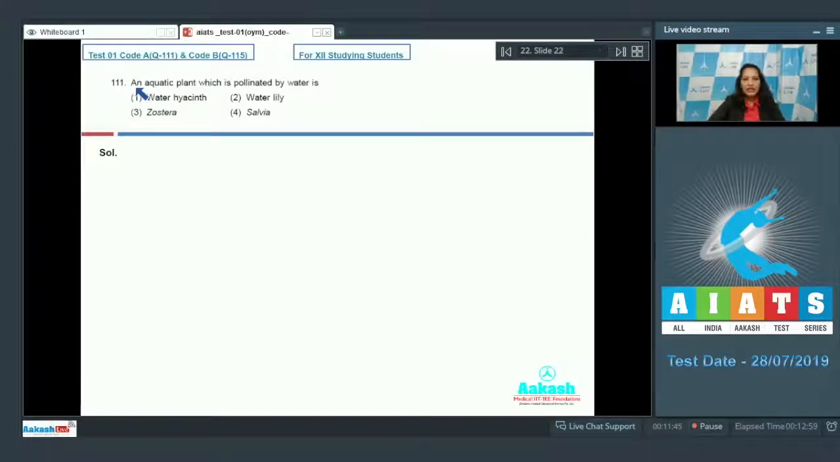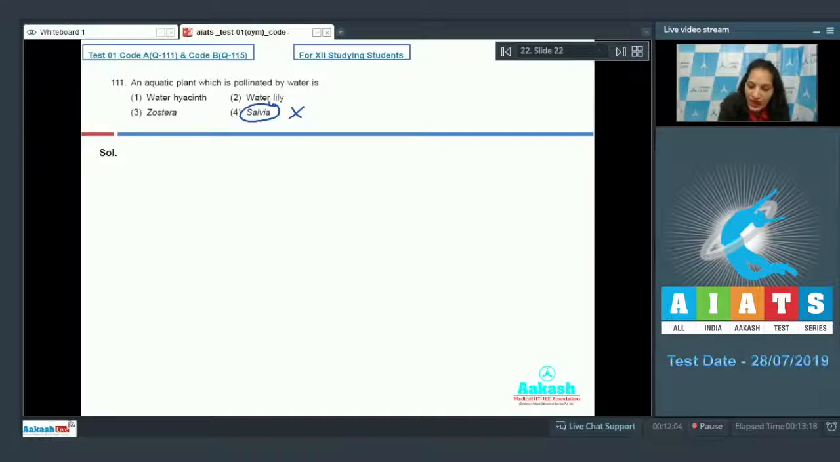Question number 111. An aquatic plant which is pollinated by water is. First of all, you have to find out the aquatic plant. Salvia is not aquatic, so this option is already ruled out. Remaining plants are aquatic. Now, they are pollinated by water.